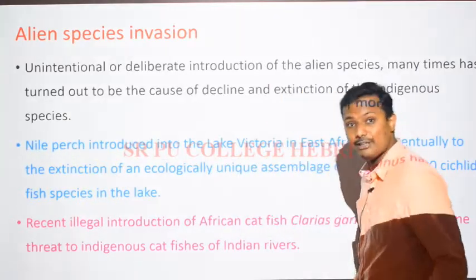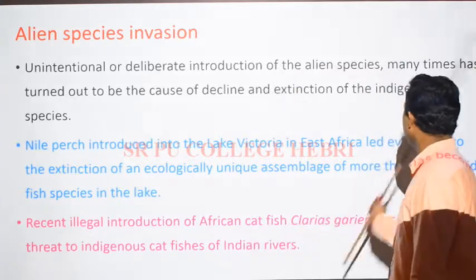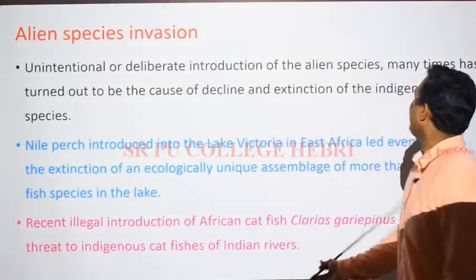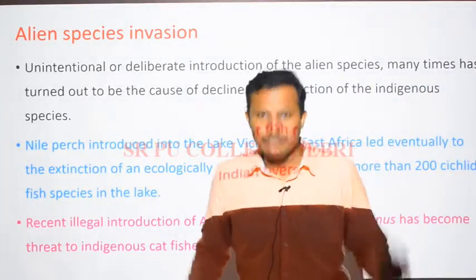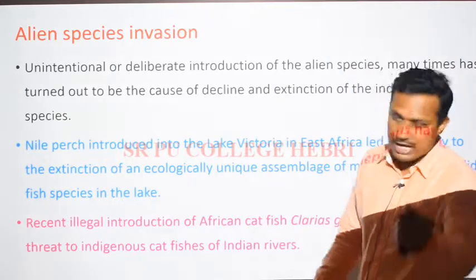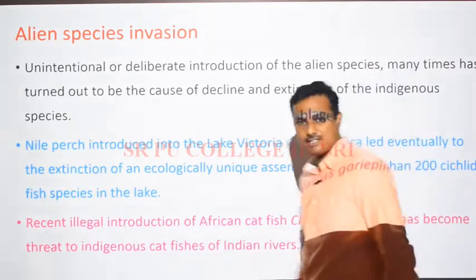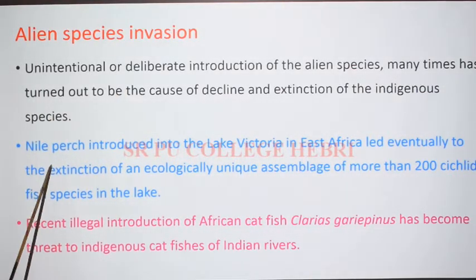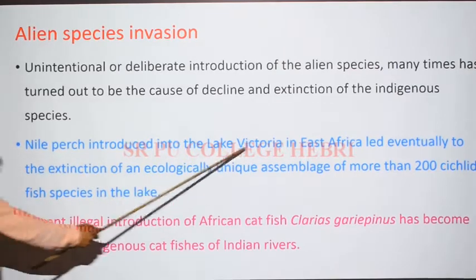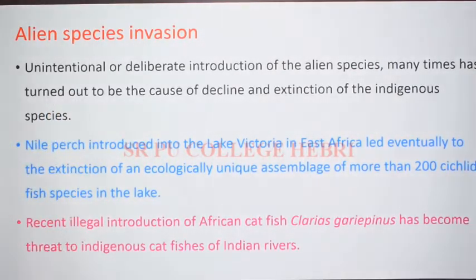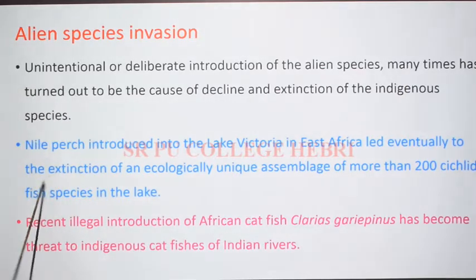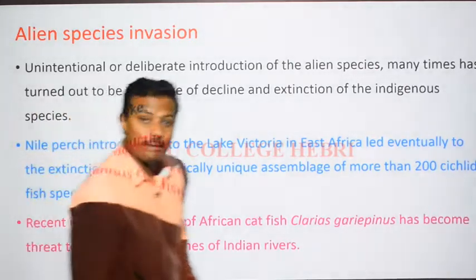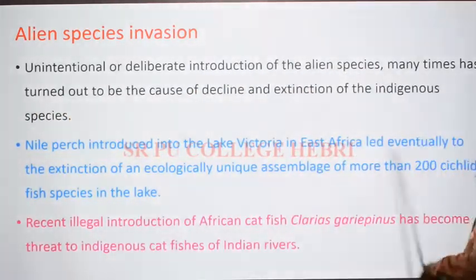Right? So unintentional or deliberate introduction of alien species many times has turned out to be the cause of decline and extinction of indigenous or native species. So these two can be the best examples. Then there are examples you need to remember. One is the Nile perch. Nile perch is a species of fish. It was introduced into Lake Victoria of East Africa. That led to the eventual extinction of an ecologically unique assemblage of more than 200 species of cichlid fishes.